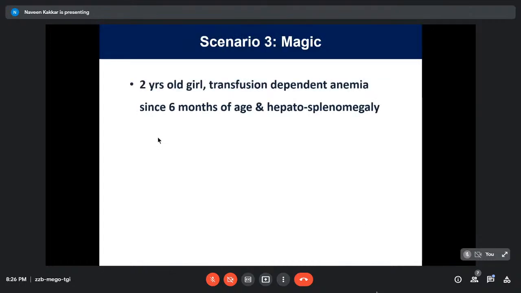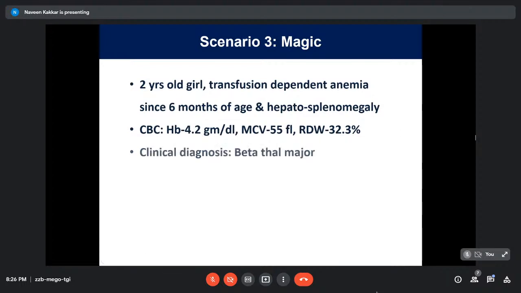That's the history we got. A 2-year-old girl, transfusion-independent anemia since 6 months of age, and hepatosplenomegaly. Everybody will think of beta thal major, nothing else. The CBC virtually confirmed that: gross anemia, gross microcytosis, very high RDW, signifying a lot of poikilocytosis. Clinical diagnosis was beta thal major.